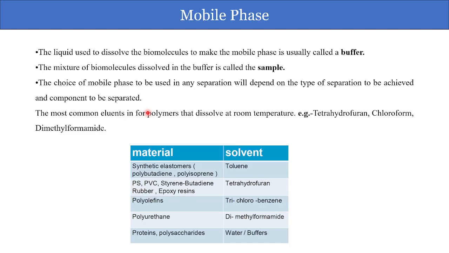Now we have the mobile phase. Usually the mobile phase is your protein or the compound that you want to separate, or the mixture that you want to separate. So the liquid used to dissolve the biomolecules to make the mobile phase is the buffer. The mixture of biomolecules that we dissolved in the buffer is the sample. So we prepare samples that can be protein samples, small molecule compound samples and all.